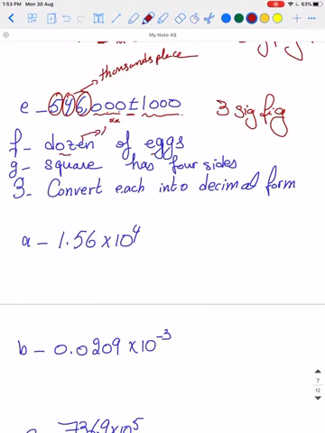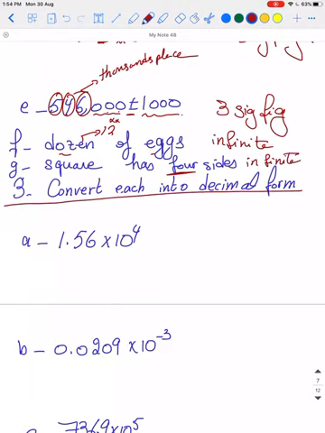Dozen of eggs. Dozen means there exist 12 eggs. This is an exact number, it's not a measurement, so simply it has an infinite number of significant figures. A square has 4 sides, also 4 here, it's an exact number, so it has an infinite number of significant figures.